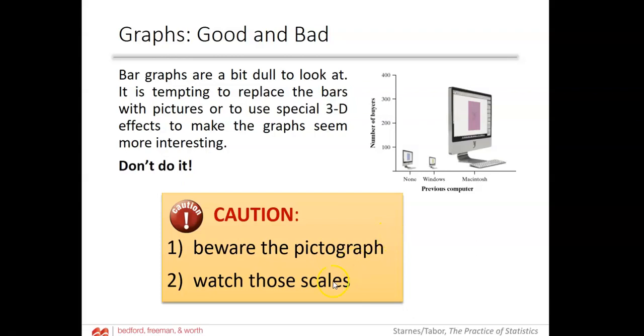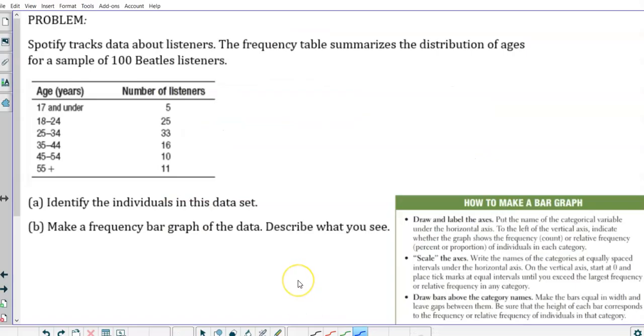I want to show another example of this. Okay, so let's make our own bar graph here. So here's the data, Spotify. If you listen to music, maybe you're a Spotify listener. The frequency table summarizes the distribution of ages for the 100 Beatles listeners.